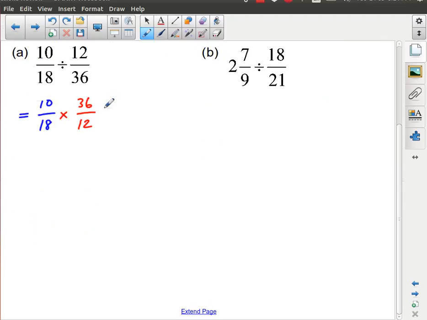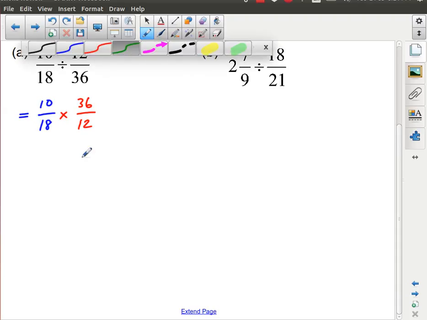So now that I've got this, I just go ahead and make use of my rules for multiplication. So what are my rules? Well, they say that I can actually take a look at common factors. Now you might take a look, 10 and 18, hey, they have a common factor. 36 and 12 has a common factor. 18 and 36 has a really good common factor, but you might not recognize 18 as a factor of 36.